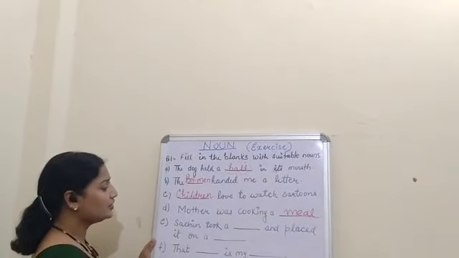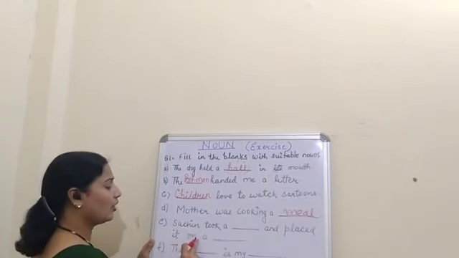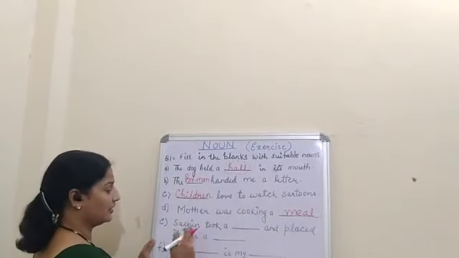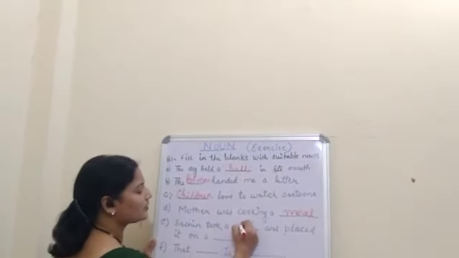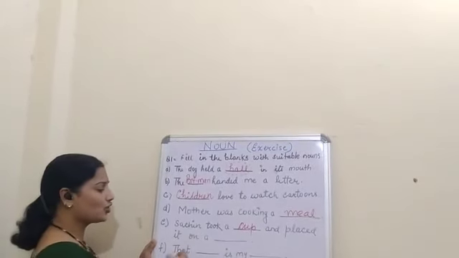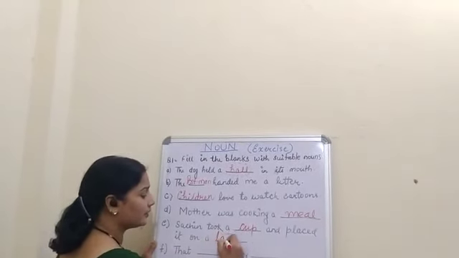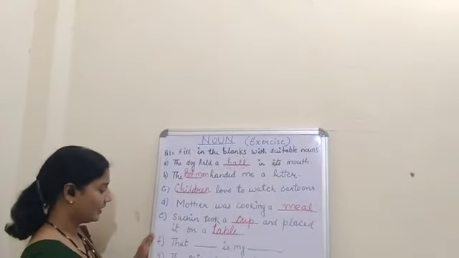Now, Sachin took a dash and placed it on a dash. Fill in the blanks. Sachin took a, suppose I am writing cup, and placed it on a table. Now once again, concrete noun.